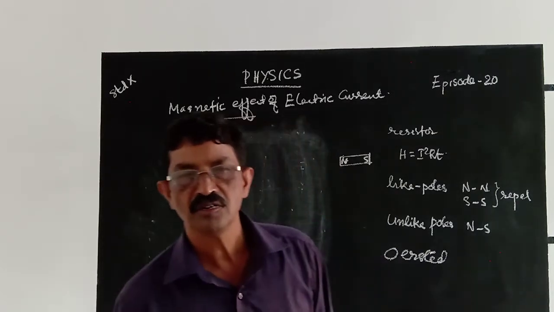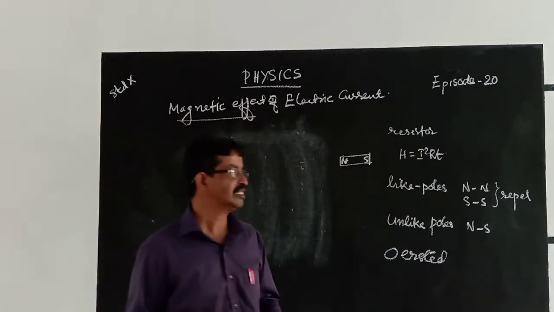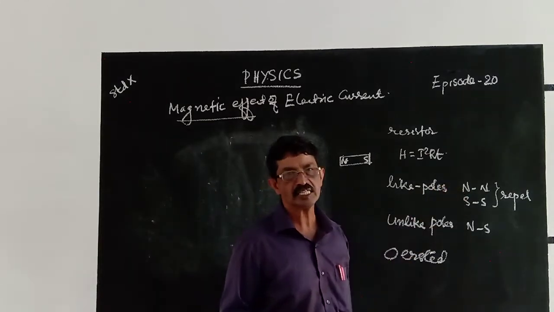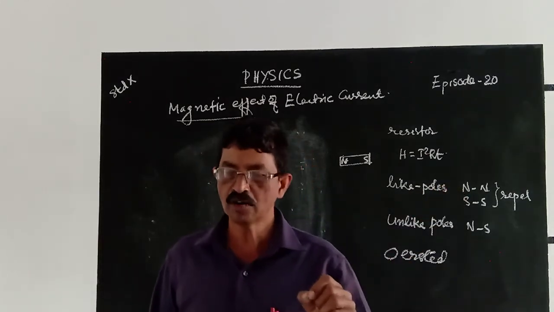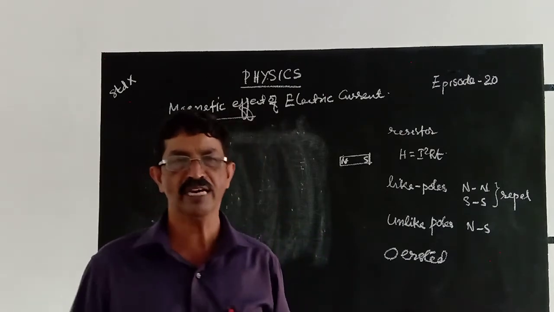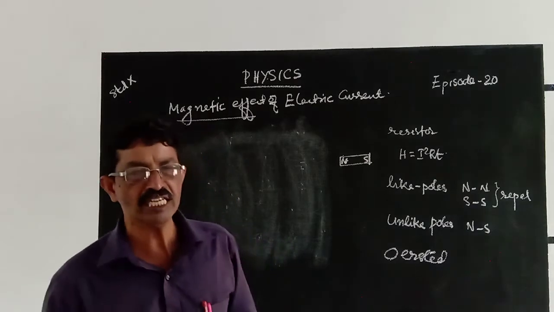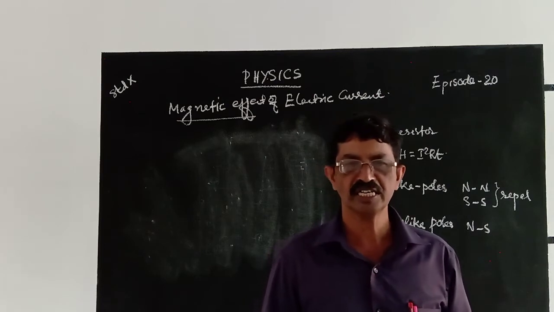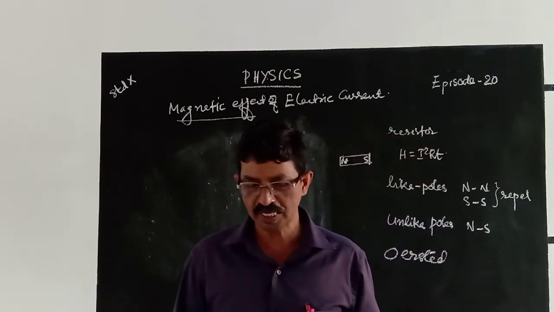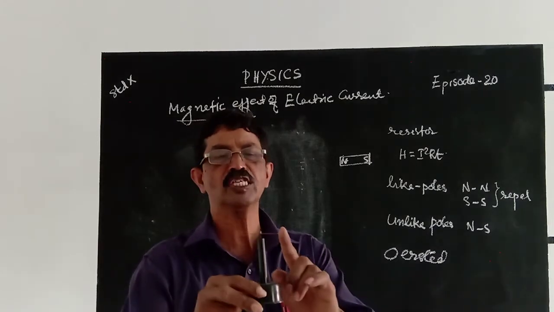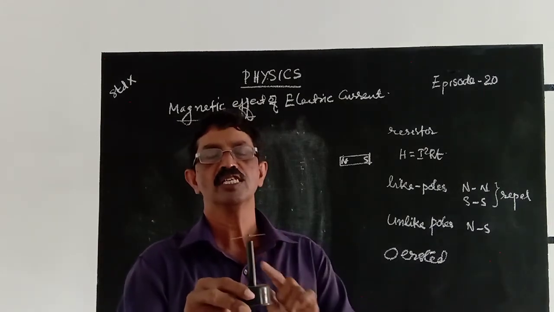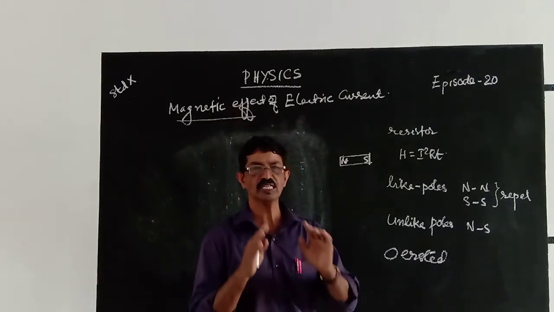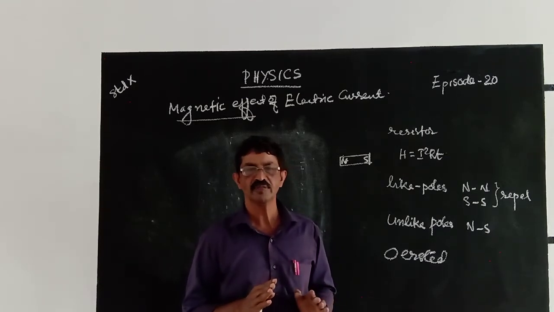Actually, we know a bar magnet consists of two poles. Which are the poles? North and south. And also, a compass is also a small bar magnet. But the difference between these two is that a bar magnet cannot move freely, but in the case of a compass like this, it can move freely. So this compass is also a bar magnet.